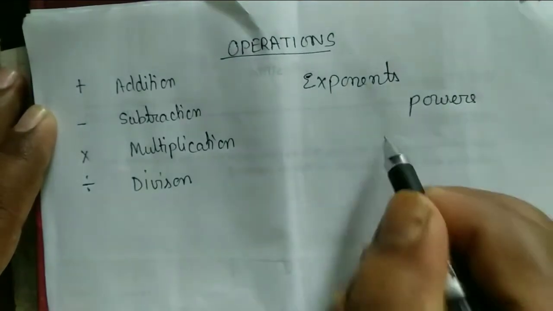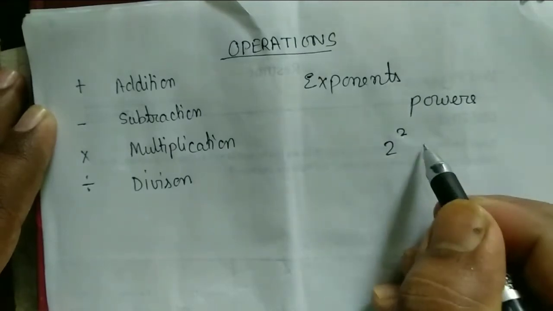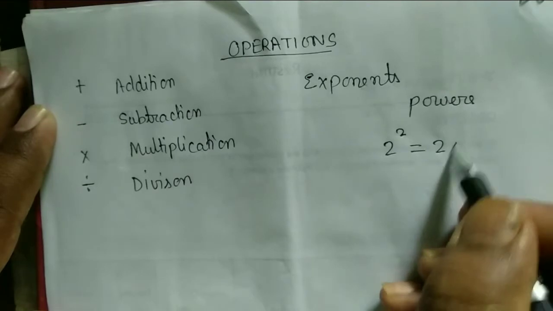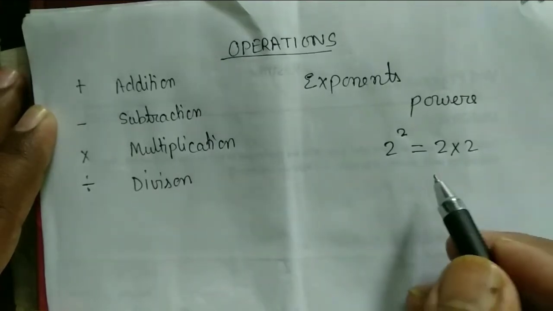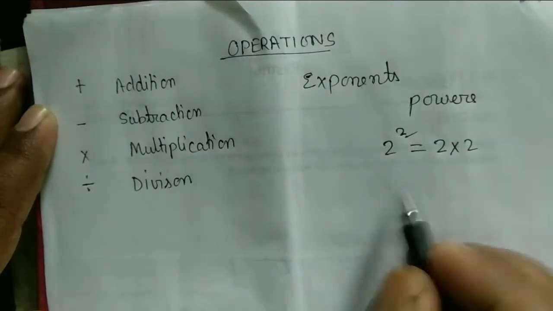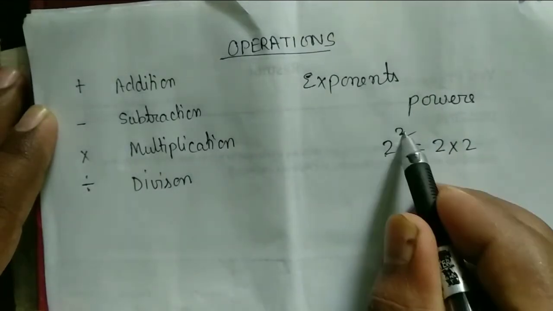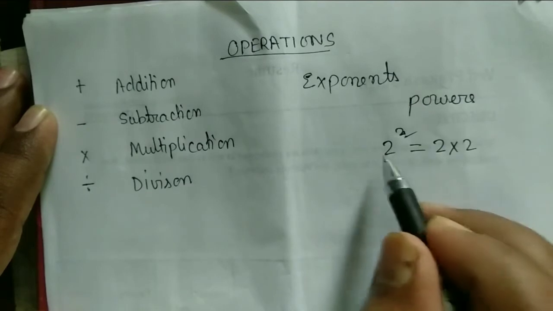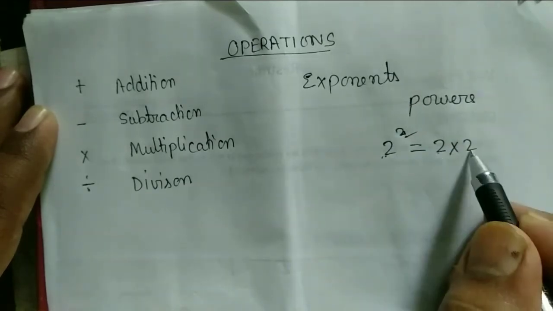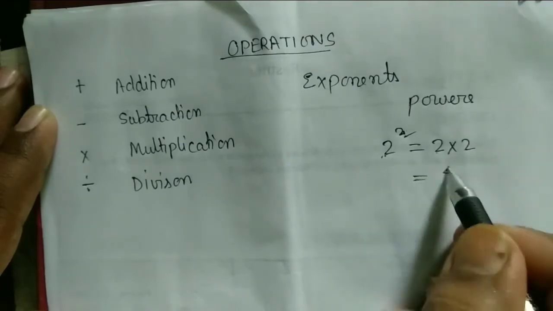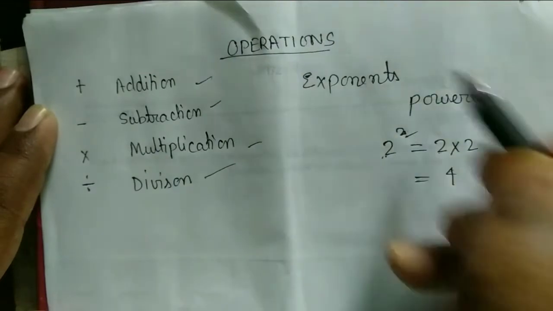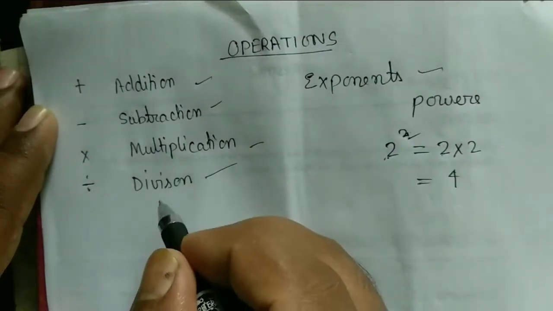So powers, for example, 2 to the power 2, that is a kind of repetitive multiplication of the same number, as many times as the power it is raised to, right? So 2 raised to the power of 2 means 2 is multiplied 2 times. This gives us the answer 4. So these are the operations that we have studied in our lower classes.